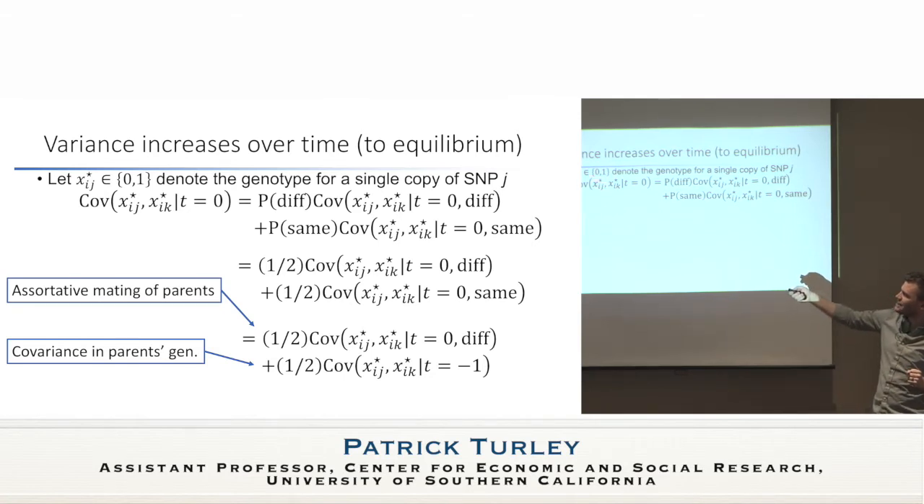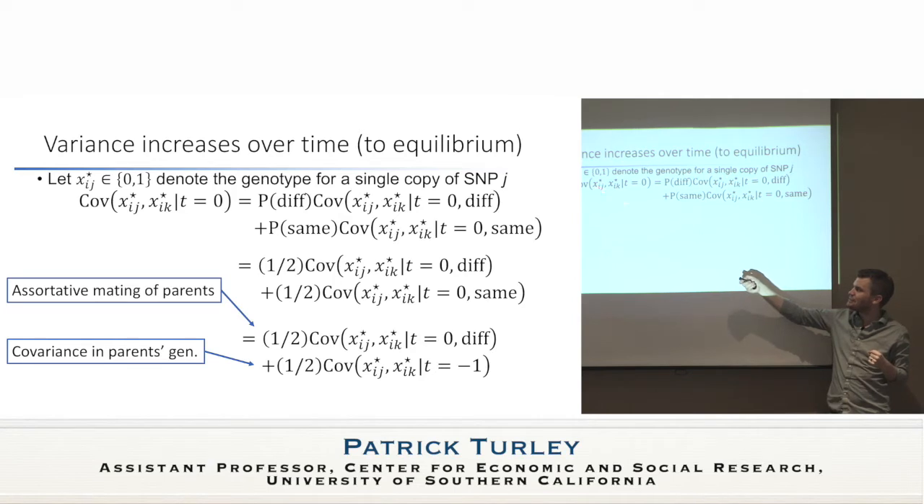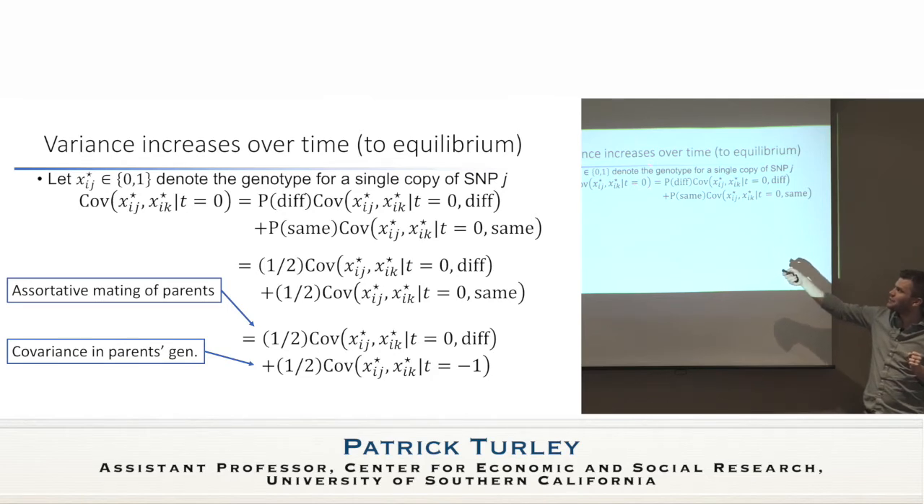So I'm going to code these X stars as genotypes, but I'm going to say that it's looking at a single SNP on a single chromosome, rather than 0, 1, 2. So now these are 0, 1, right? So if we wanted to say what's the covariance between SNP J and SNP K at time equals 0, well, there is a 50% chance that these two alleles were inherited from different parents, and there's a 50% chance that they were inherited from the same parent. Right? So I'm going to split this covariance into two pieces like this, and I said it was a 50% chance, so I'm going to put the 50% there.